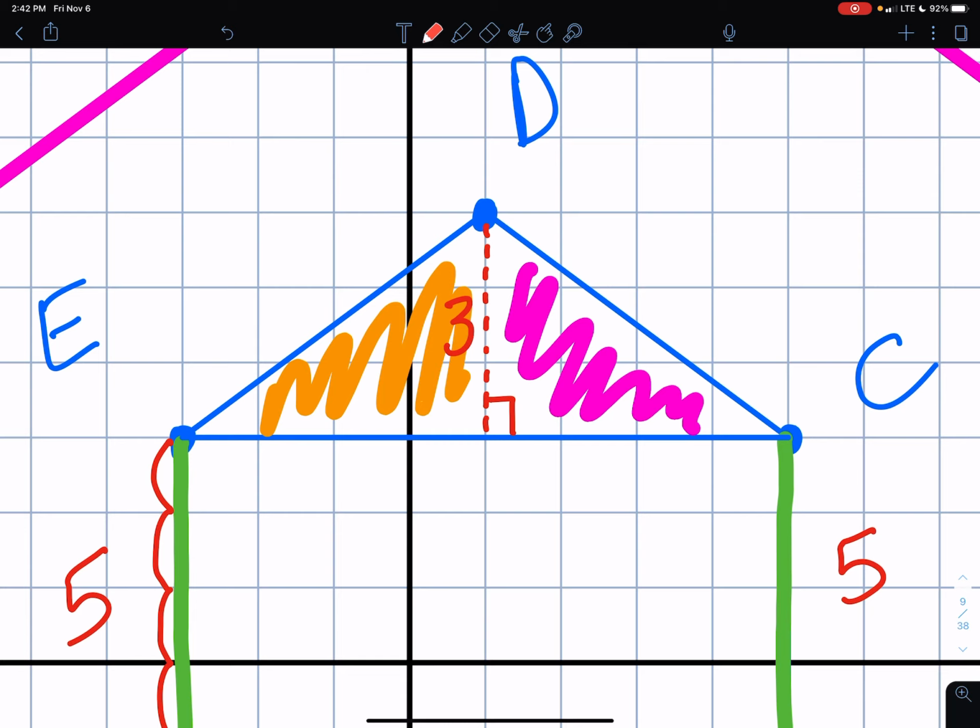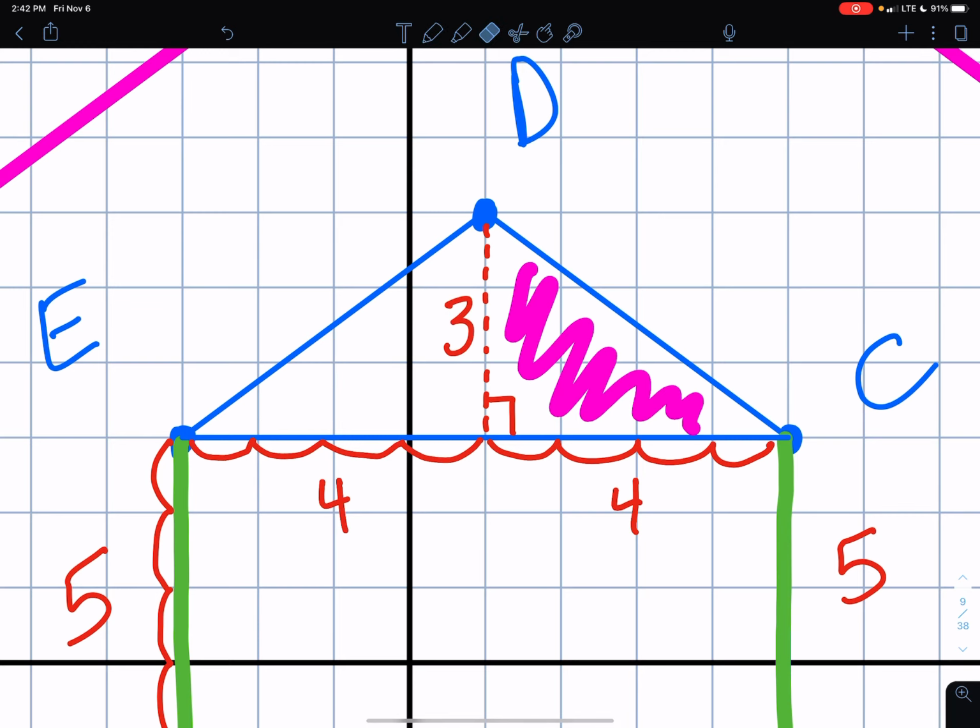And then we know the total base on the bottom is 8, right? But if we only look at half of this triangle at a time, so from one edge to where our height is, that's 4 units. And then for our pink one, 1, 2, 3, 4, that's 4 units as well. So again, when we drop that height down, it splits this entire top triangle into 2 congruent right triangles. And again, we say they're congruent because they both have the same height, which is 3, and they both have the same base, which is 4.